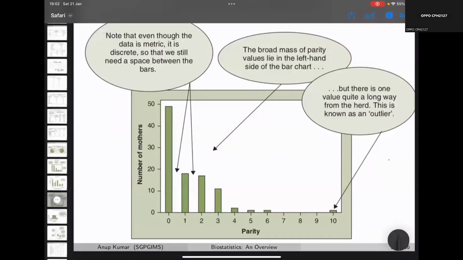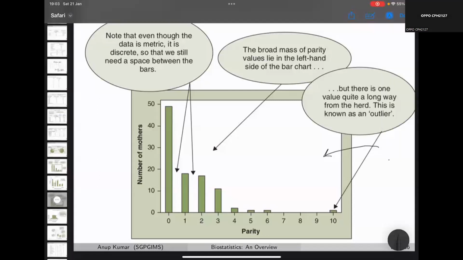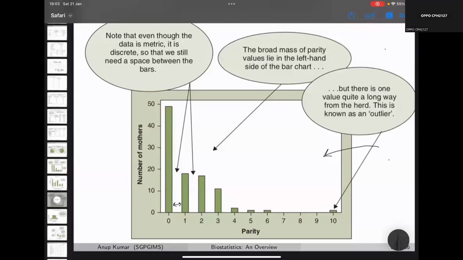Now, why is this bar chart very important for you? Because if your data is discrete metric data, for that also you should prepare this bar chart. It has a discontinuity between 0 and 1. So for this, you should not prepare a histogram; you should prepare a bar chart. That's why I am focusing on this particular aspect: if your data is discrete metric data, you have to go with the bar chart.